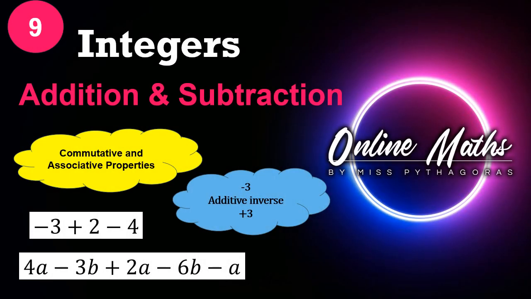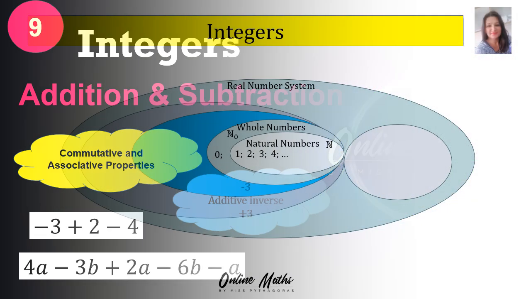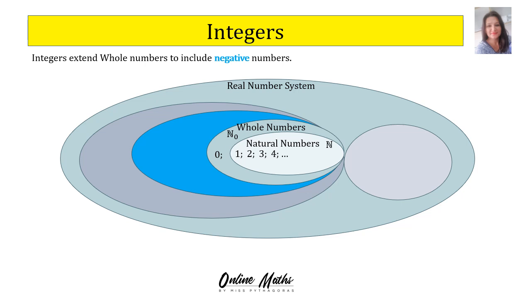Hello everybody! In this lesson I will discuss addition and subtraction of integers. Integers extend whole numbers to include negative numbers. Well, we started with natural numbers 1, 2, 3, 4, and then we included 0 to make them whole numbers. And now the integers, with symbol Z, become to the left of 0: -1, -2, -3, etc.